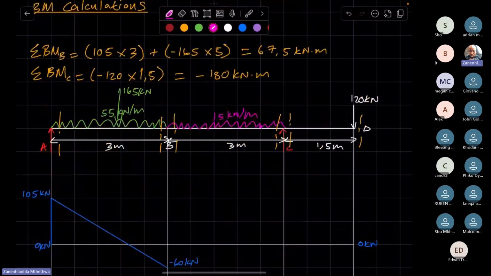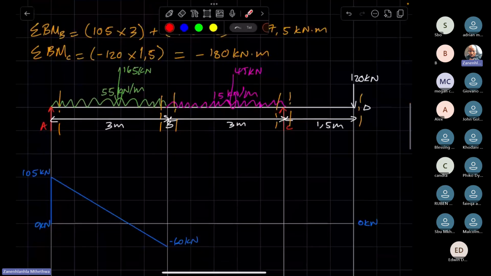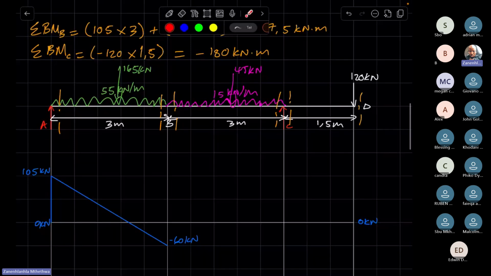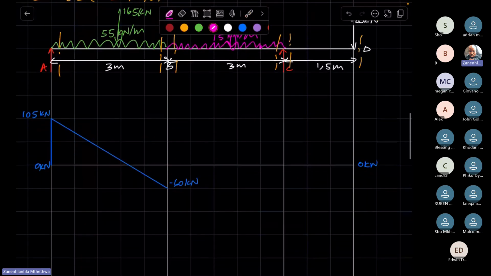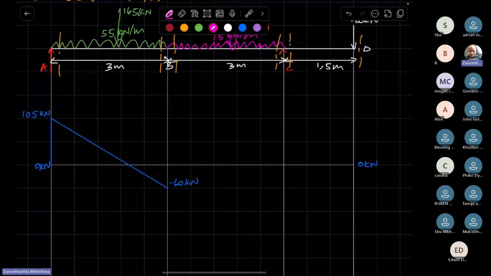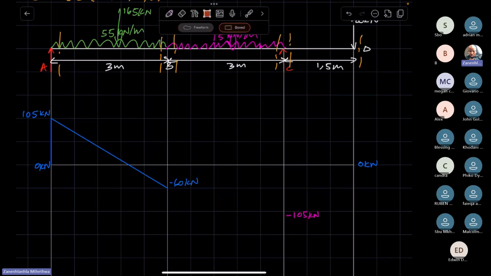And the 45, we know, is acting somewhere here, 45 kilonewtons. Now, seeing that the 45 kilonewtons is headed downward, seeing that it is the weight of the beam, the UDL, we take it as being negative. So now you say the negative 60 minus the 45 and see what you get. Negative 105. All right, it's negative 105. So that's going to be somewhere here, negative 105 kilonewtons.